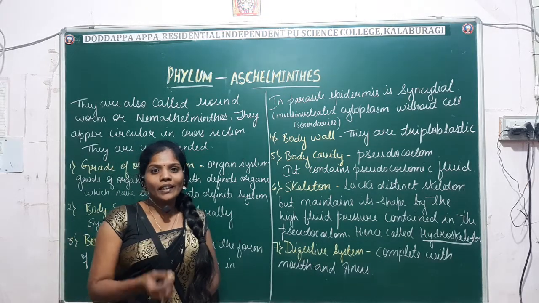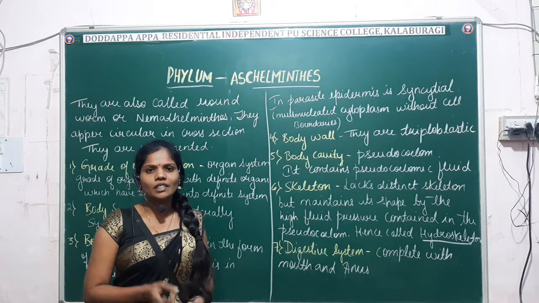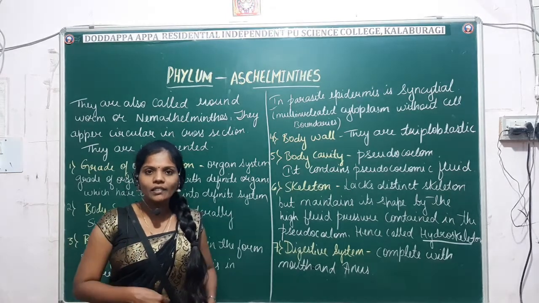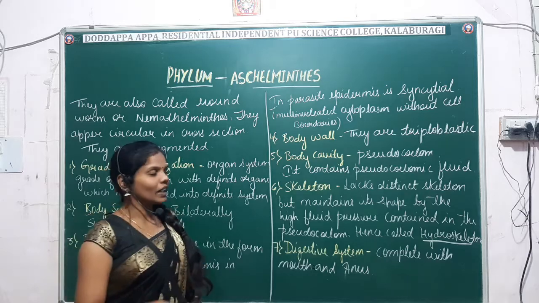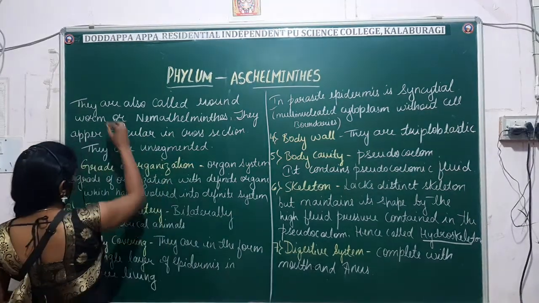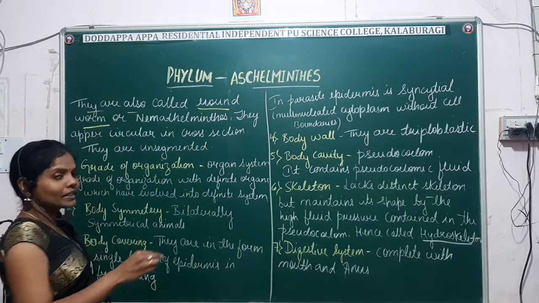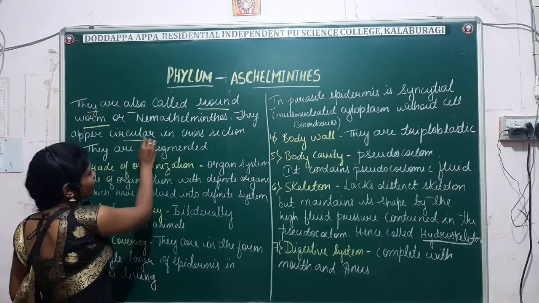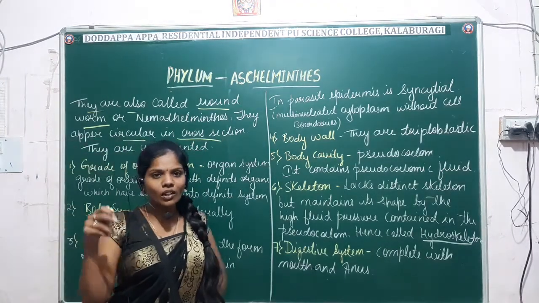Why the name? Nematohelminthes means it has a thread-like appearance. Roundworm means it generally looks round in the cross section. They are called roundworms or Nematohelminthes because of their circular cross section appearance.